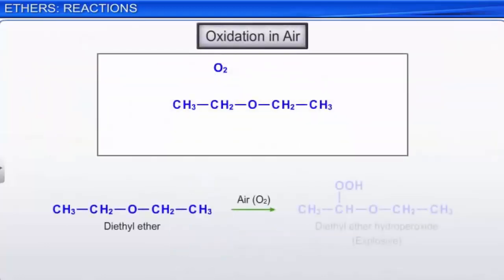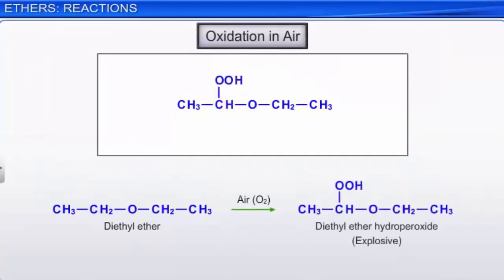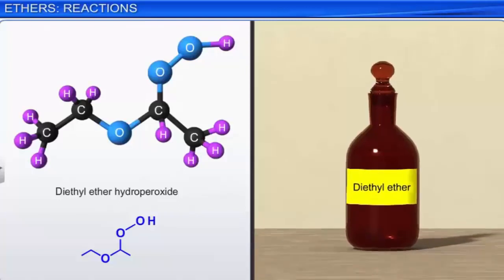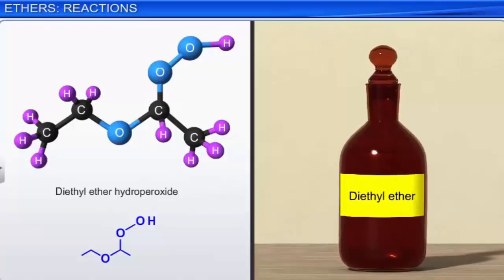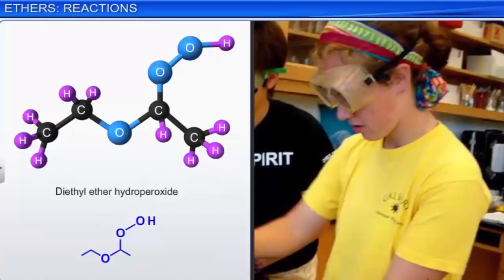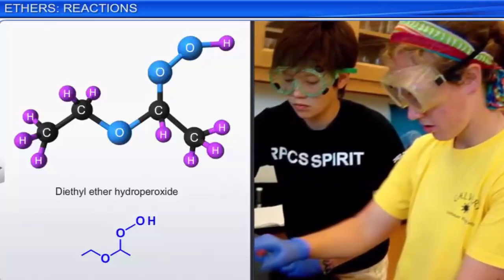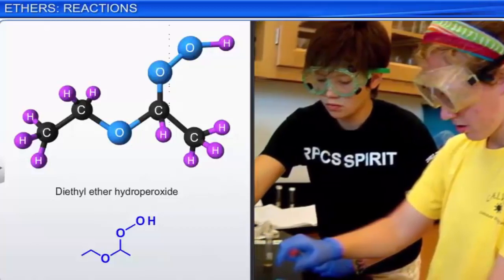Ethers will undergo oxidation in air to form explosive peroxides. Compounds such as diethyl ether hydroperoxide are unstable and shock sensitive. Hydroperoxides can form in just a few days if samples are exposed to air. Always follow lab safety rules. Never use old bottles of dialkyl ethers, and dispose of ether samples properly.